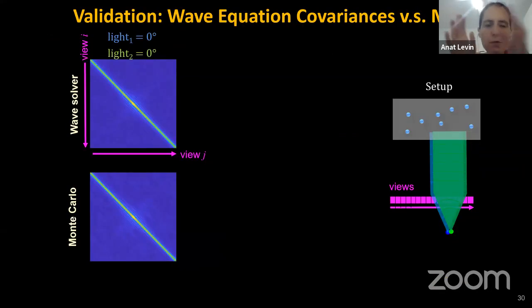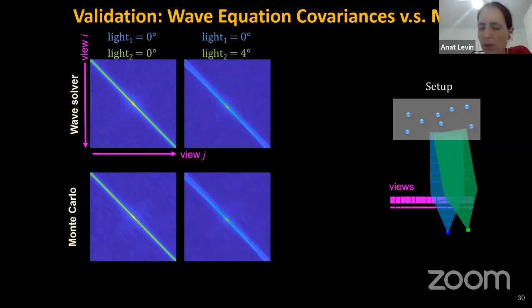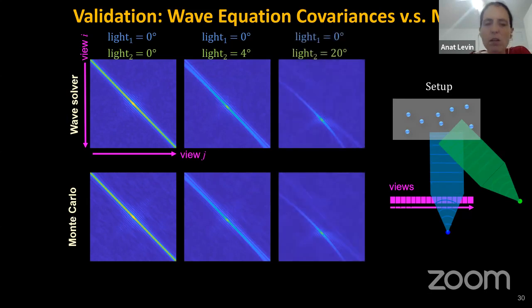Okay, so now that I told you that we have a Monte Carlo algorithm to render speckle covariance, even if you didn't get all the details, I just want to show you the results. Here I compare covariance matrices that we computed with our Monte Carlo algorithm with covariance matrices that were computed exactly with the exact wave solver. Here I have two covariance matrices where the two illumination directions are the same. I have another one where I tilted one illumination direction a bit, and I can tilt it even more.